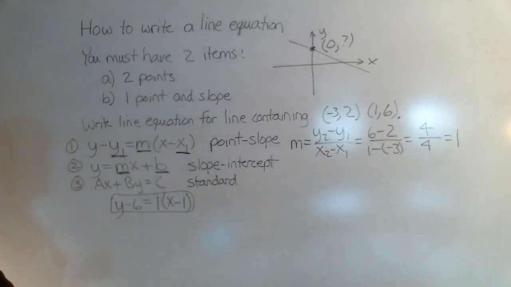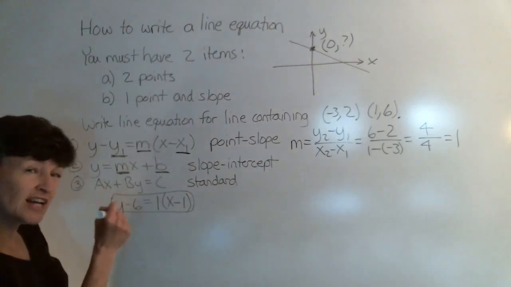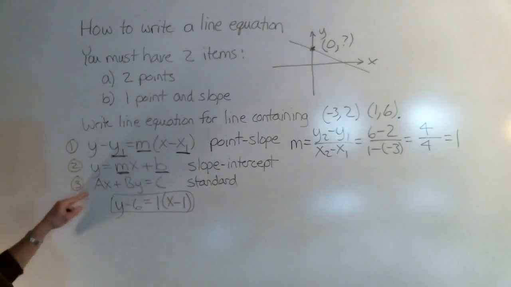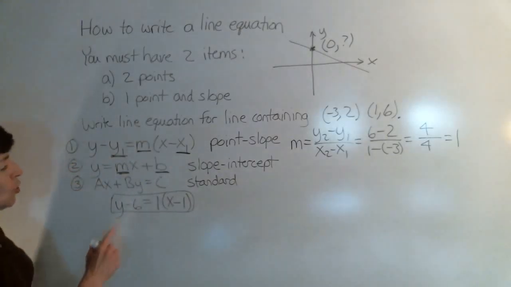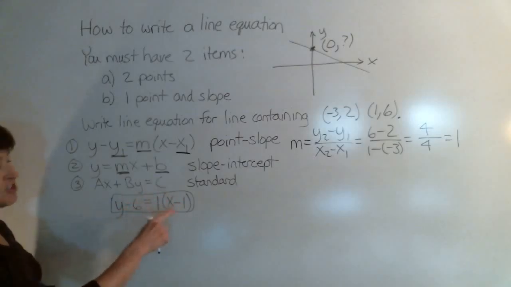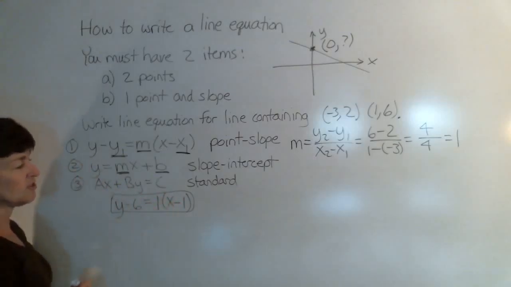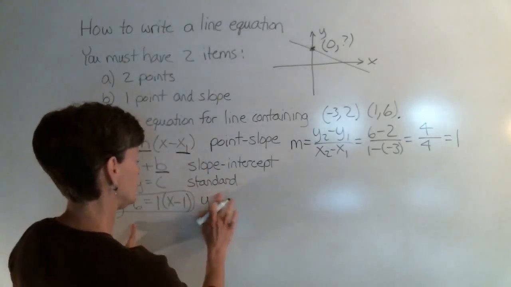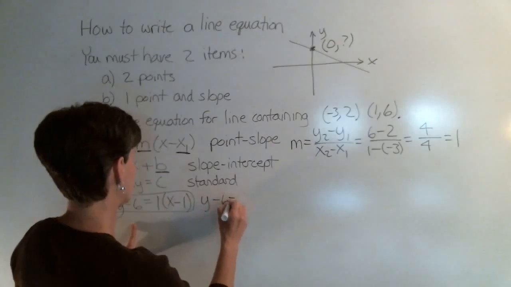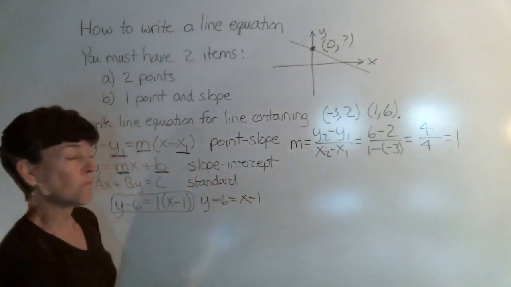Well, let's suppose that I really want that line equation to be in one of these other forms. How do I do that? Well, to get this line equation to look like either of these, the first step I would need to do is to multiply that out. So really y minus 6 equals 1 times x minus 1, so that's just x minus 1.